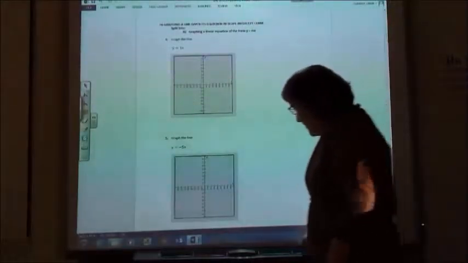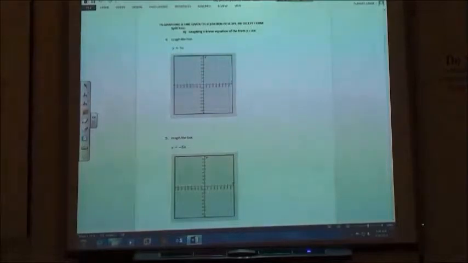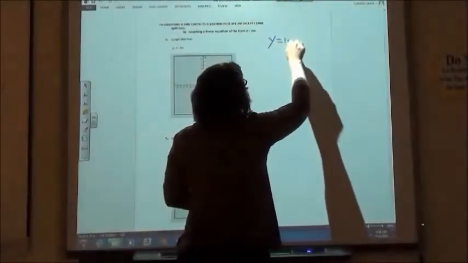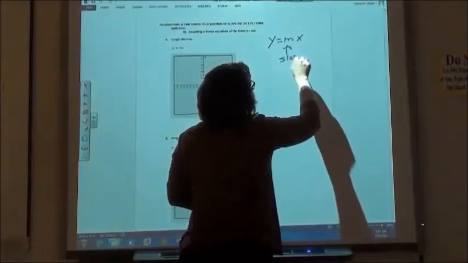They divided these up into 3 problems. It used to all be one kind, but now they switched them so you've got shorter ones to do. So the first ones are graphing the ones in the form of y equals mx. The m in your equation is your slope.